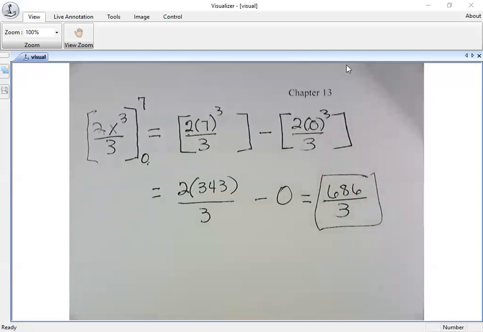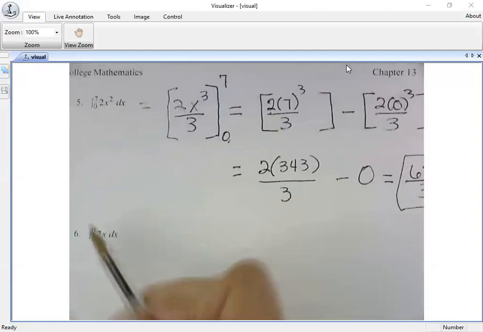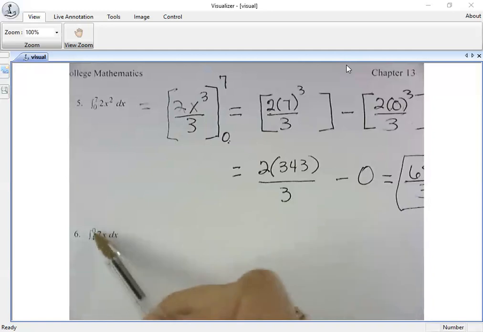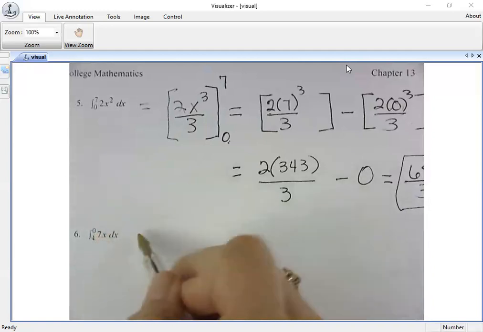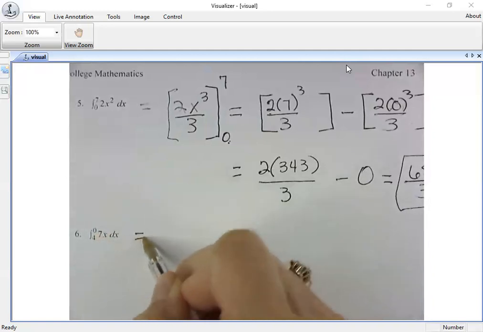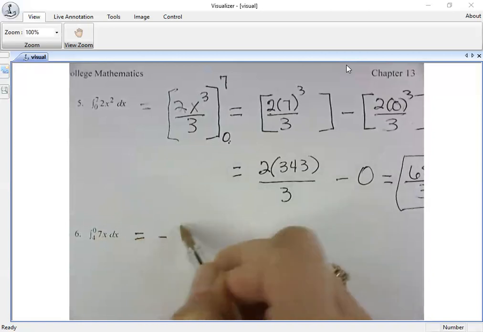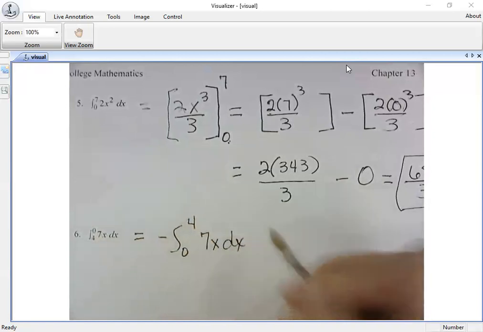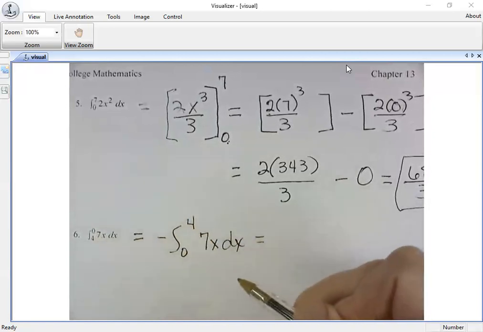Let's look at another one. What do you notice about number 6? This is one of those kind of goofy ones where they put the smaller number on top, the larger number on bottom. So how did they tell us we could fix it? Put a negative in front, then we can put the 0 on bottom, the 4 on top, and now we're ready to integrate 7x. Now that's not too hard to integrate, is it? What is that going to give us?